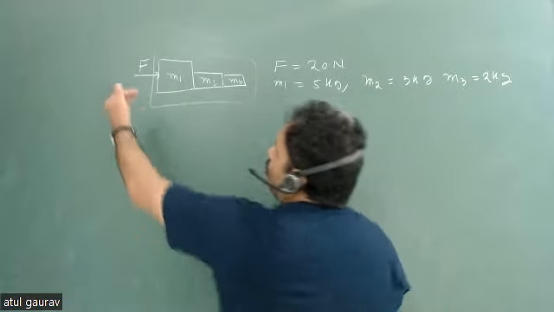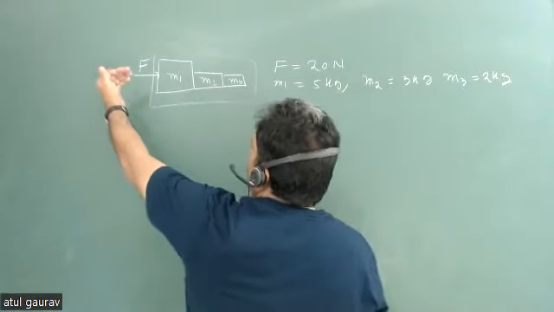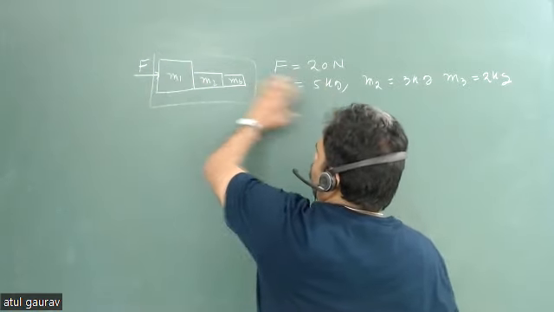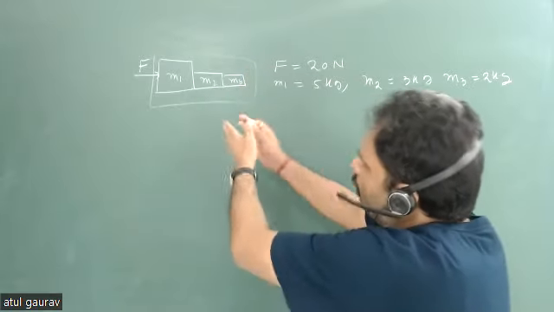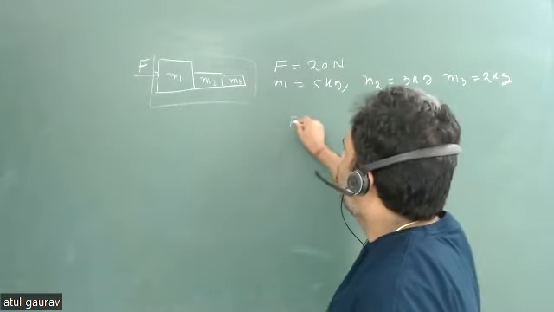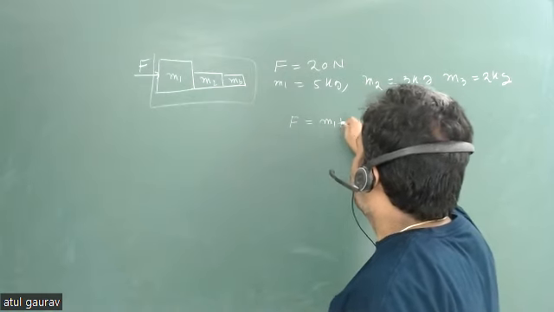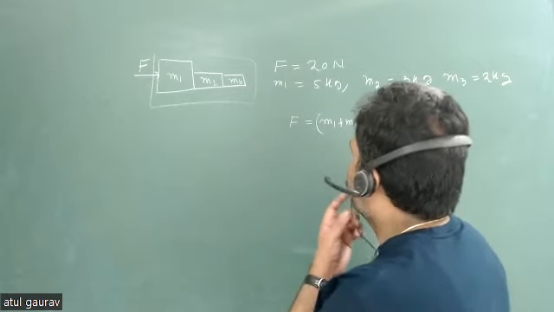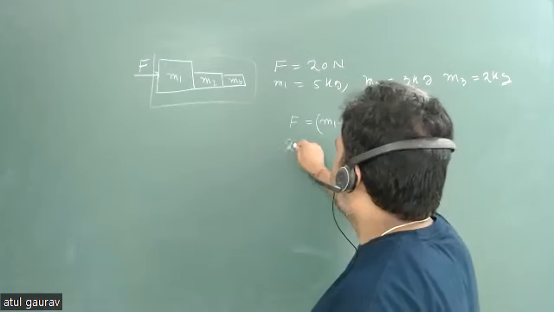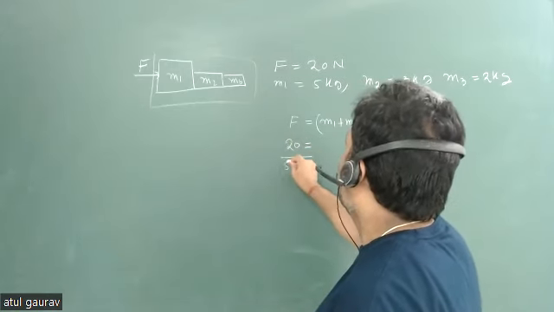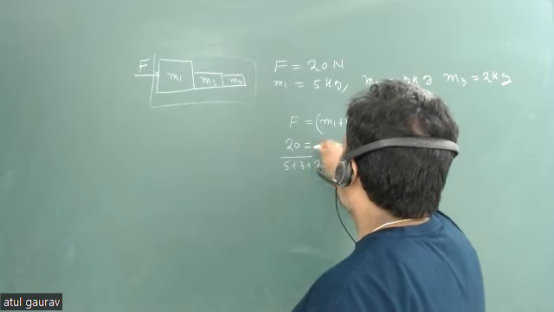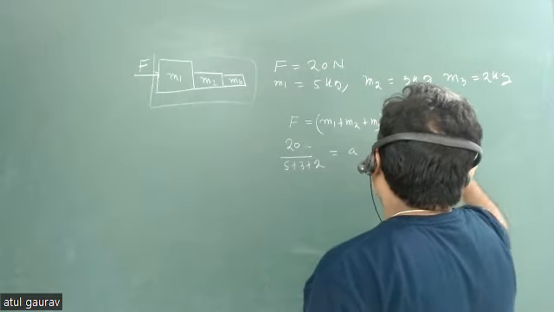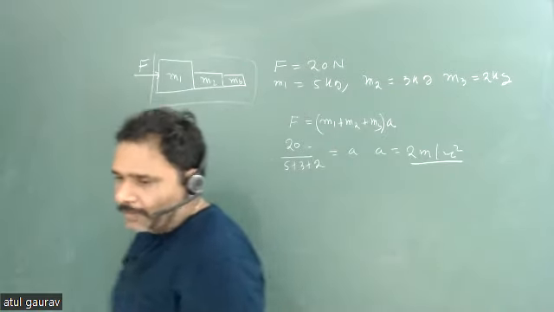Yes, because if you are giving the force, and these all surfaces are frictionless, then what will happen? The whole thing will move with the same velocity and the same acceleration. You can assume the whole thing as a composite mass. So what will happen? F is equal to (M1 plus M2 plus M3) into A. And what will be your F? That is your 20 Newton by 5 plus 3 plus 2. That must be equal to A. So A is equal to 2 meter per second square. It is very important that you first find the value of A.